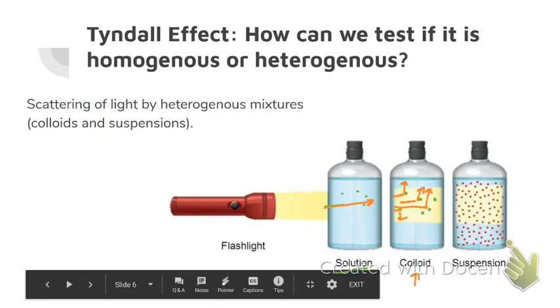A really common example of a colloid is milk, fog. Those are examples. Okay? And this is called the Tyndall effect when you put light through it.